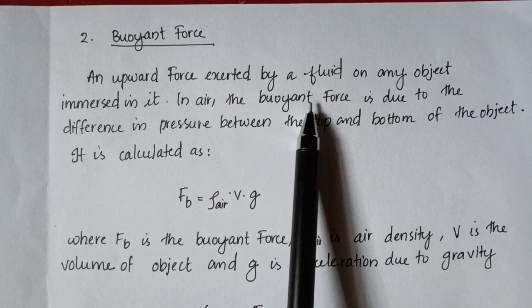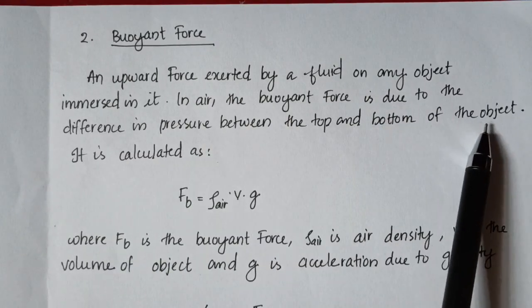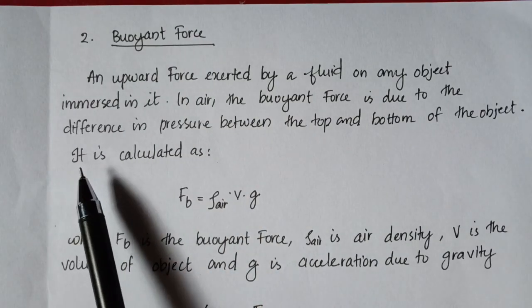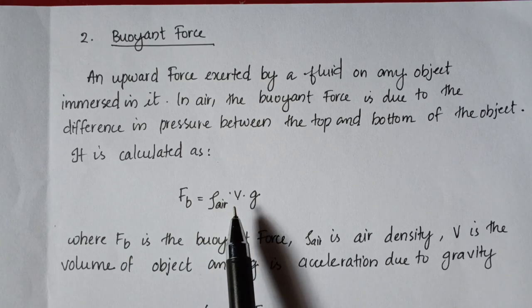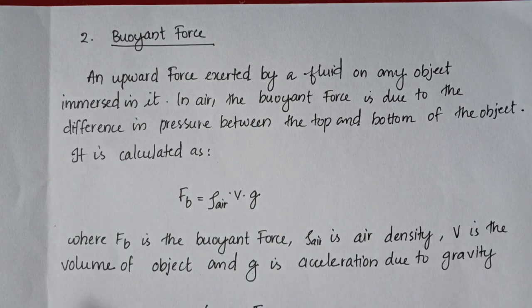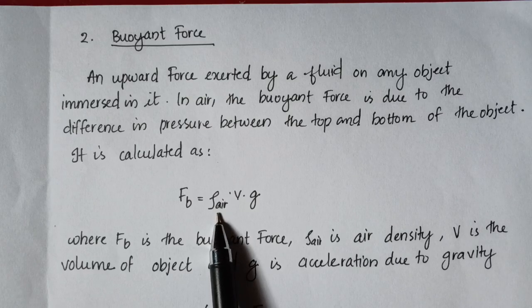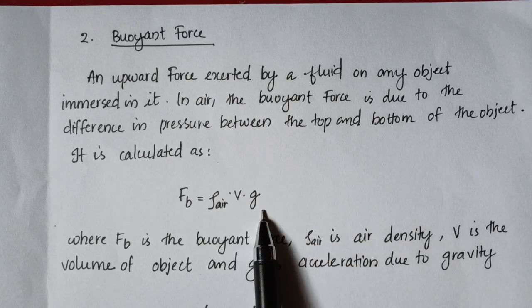In air, the buoyant force is due to the difference in pressure between the top and bottom of the object. This force acts upwards. We can calculate buoyancy as Fb = rho_air Vg, where Fb is the buoyant force, rho_air is the air density, V is the volume of the object, and g is the acceleration due to gravity.